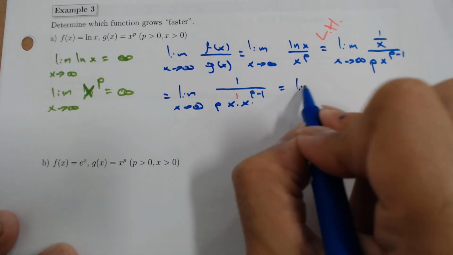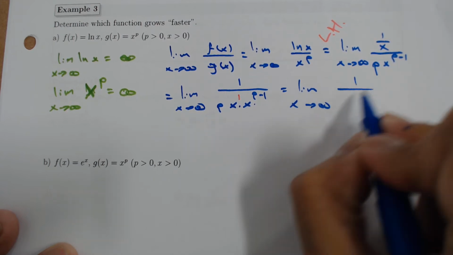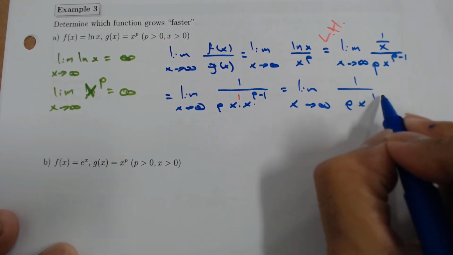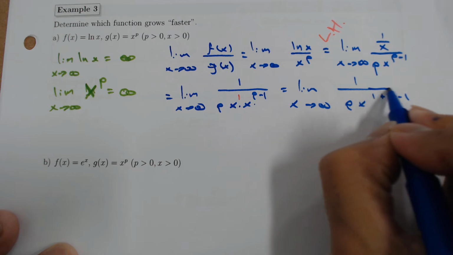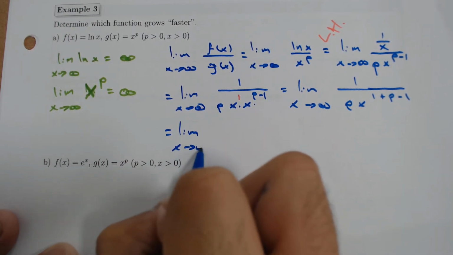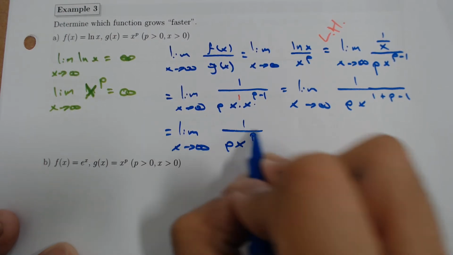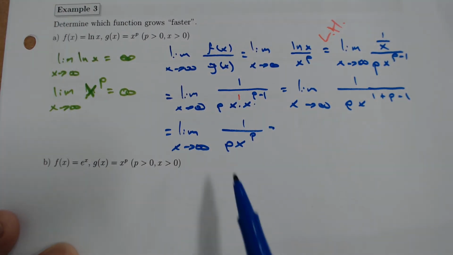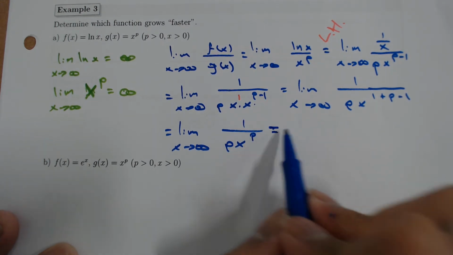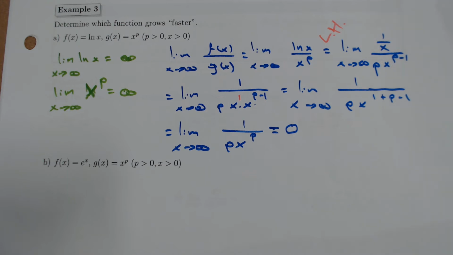So px to the 1 plus p minus 1. Well, the 1's cancel, and we will be left with px to the p. And well, what's the limit at infinity? Where is this going to go? 0. All right? So which case do we have?